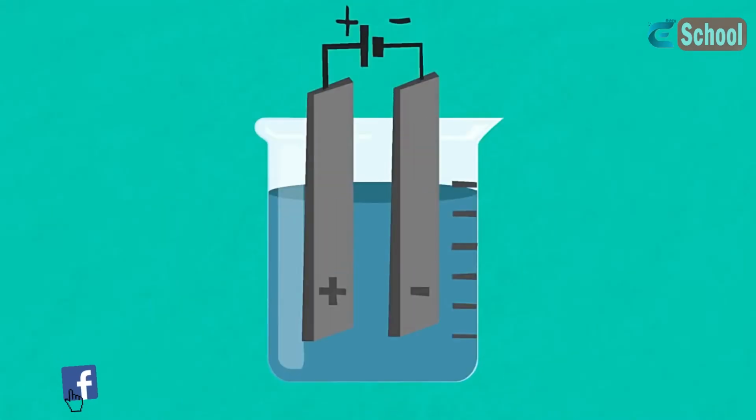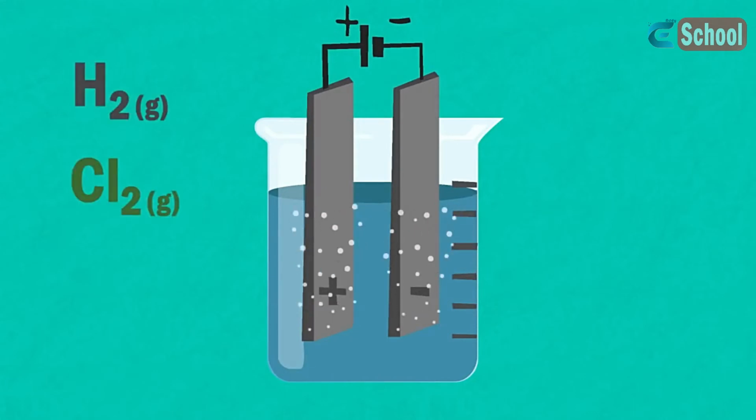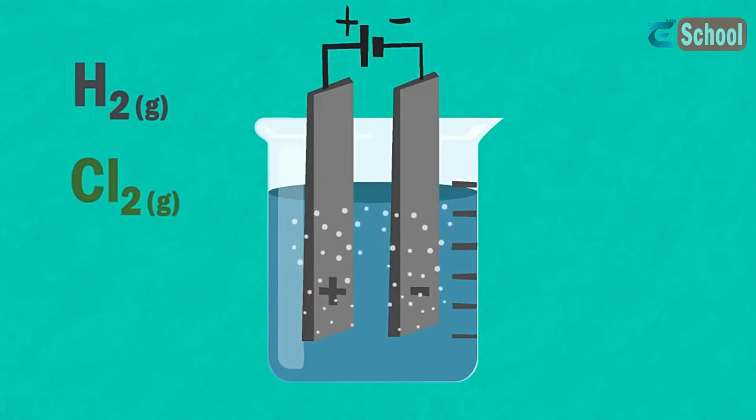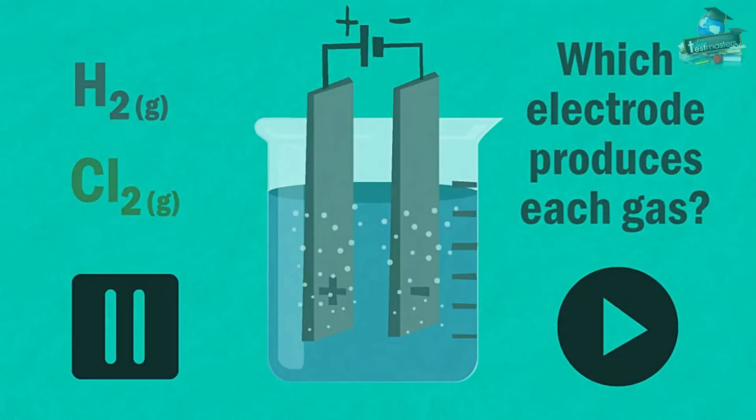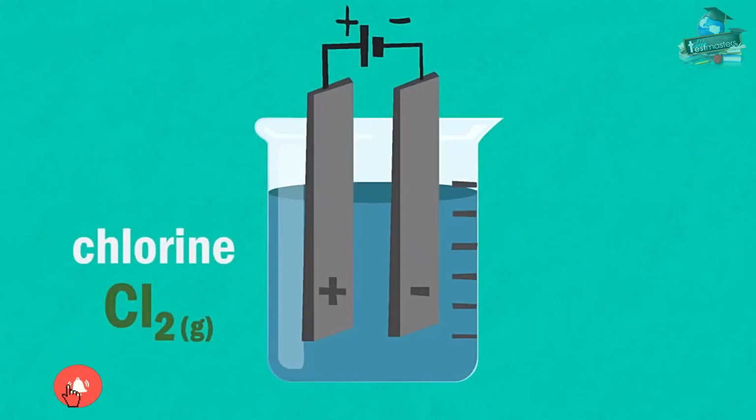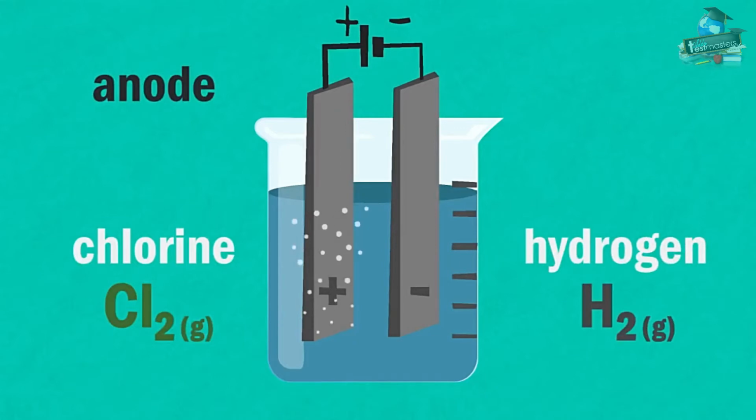When the current flows, you will begin to see tiny bubbles of gas forming at each electrode. Both hydrogen and chlorine gas are formed, but can you work out which electrode produces which gas? Pause the video and see if you can work it out. The chlorine is formed at the anode, that's the positive electrode, and the hydrogen is formed at the cathode, that's the negative electrode. Did you get it right?